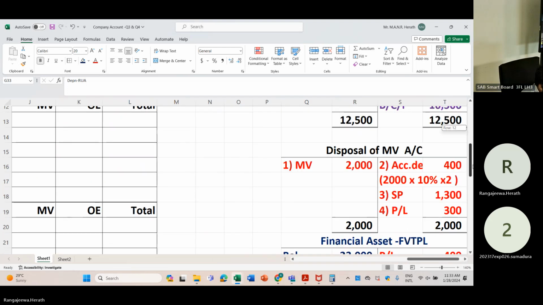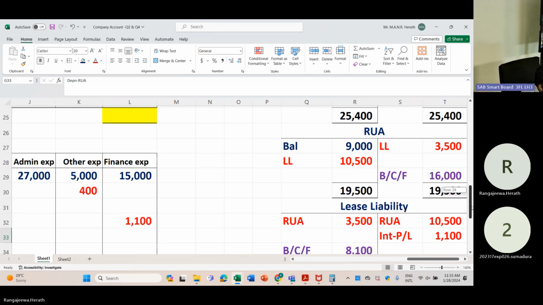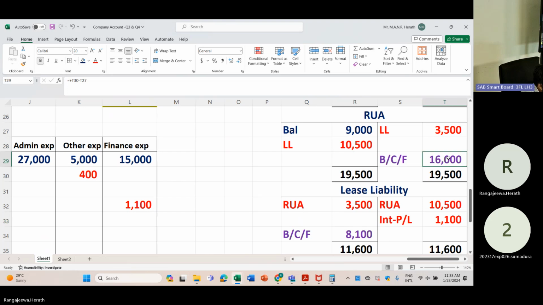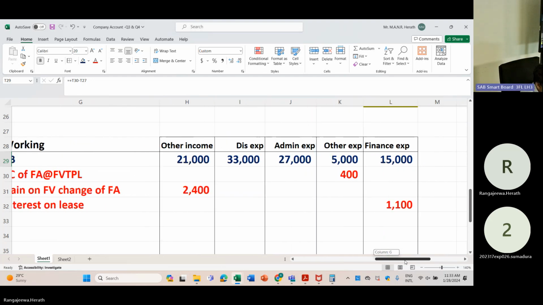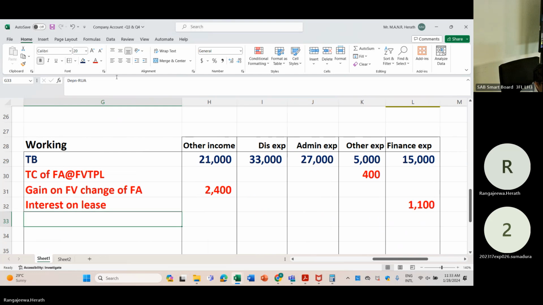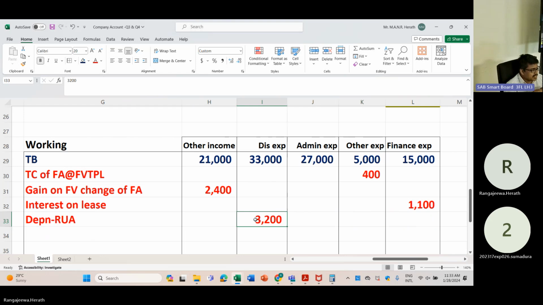Right of use at 16,000. The ownership does not transfer, lease term 5 years. So you depreciate over 5 years. So 16,000 divided by 5, you can have the depreciation of this motor vehicle. Right of use asset. Depreciation right of use asset 16,000 divided by 5. 3,200.